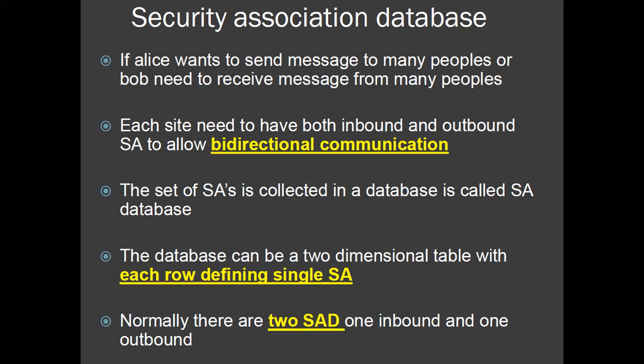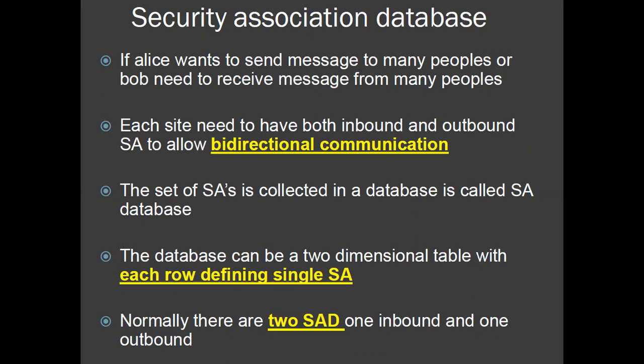Now, another important concept which you should understand here is the security association database. So, where are all these security associations stored? The security associations can be very complex, and this is particularly true if Alice wants to send messages to many people and Bob needs to receive messages from many people. In addition, each side needs to have both inbound and outbound security associations to allow bidirectional communication. So we need a set of security associations that can be collected into a database, which is called a security association database.